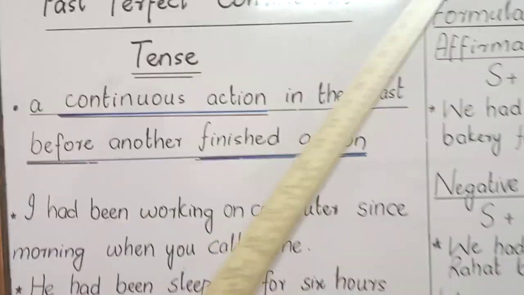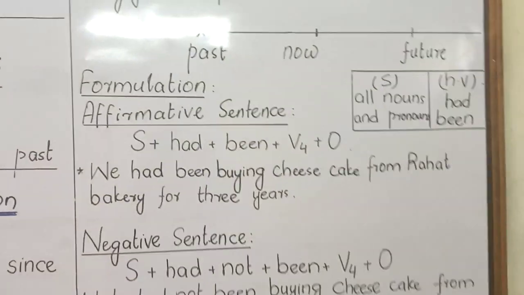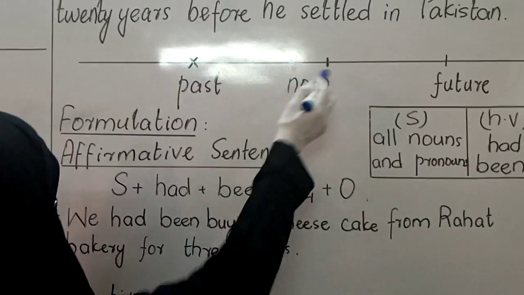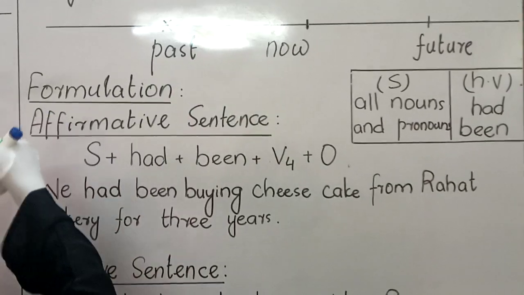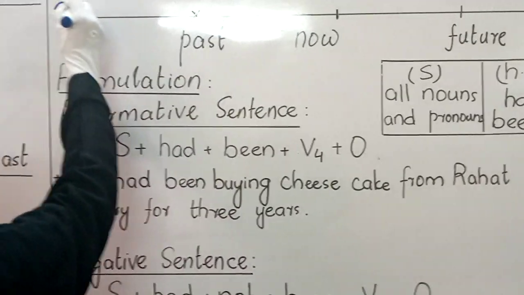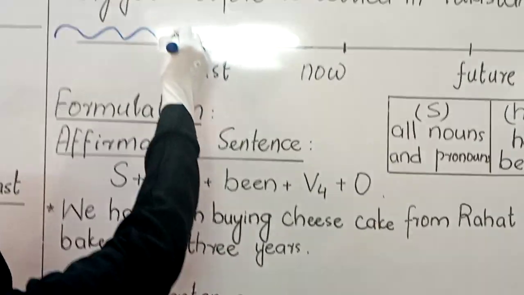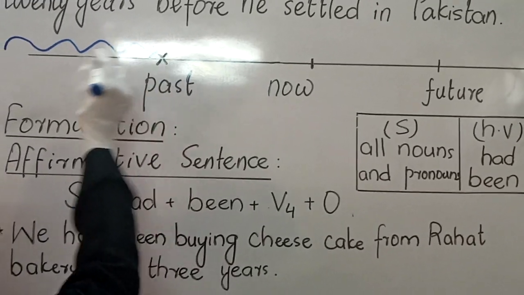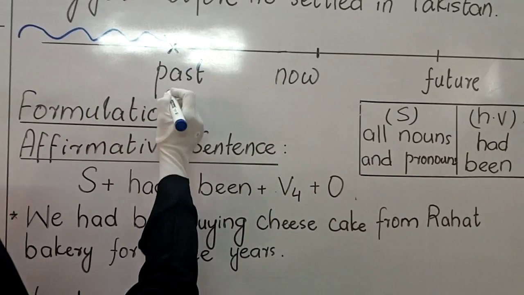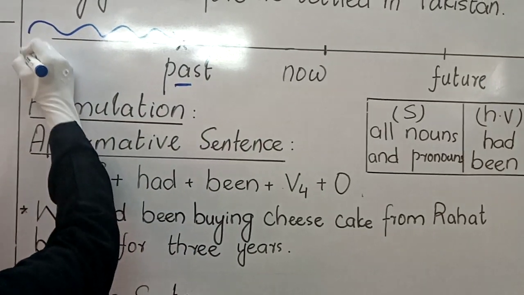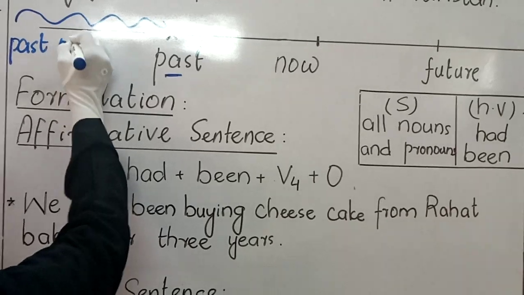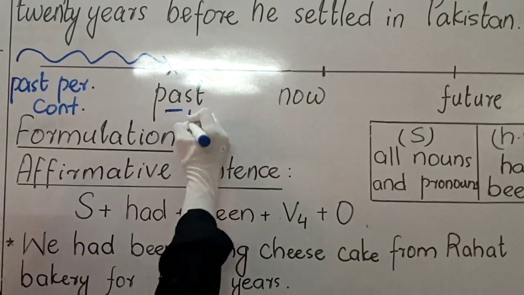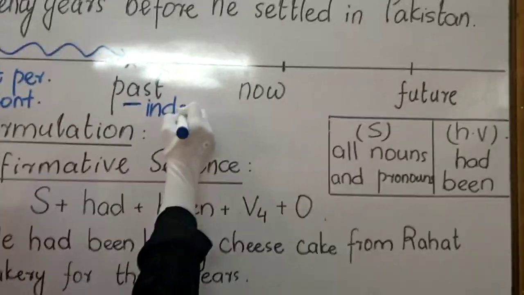First we should look at the timeline. Suppose this is present time right now, and this is some time in past. So before this past, there was some action continued and finished at that time or before this past time. So this action which was continued before this past action was past perfect continuous tense, and this is past indefinite or past simple tense.